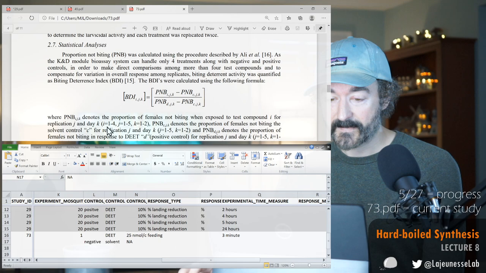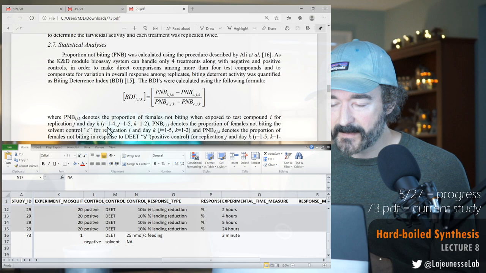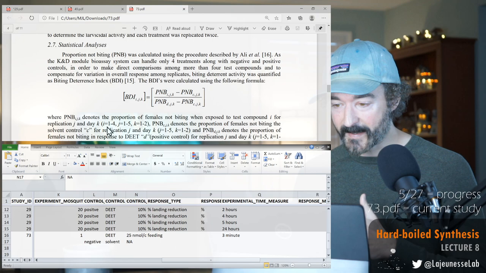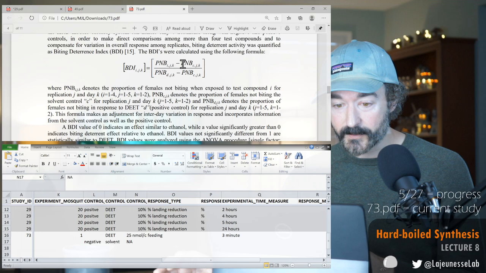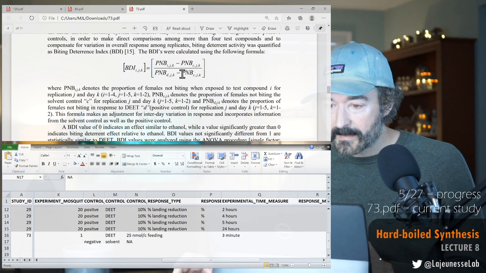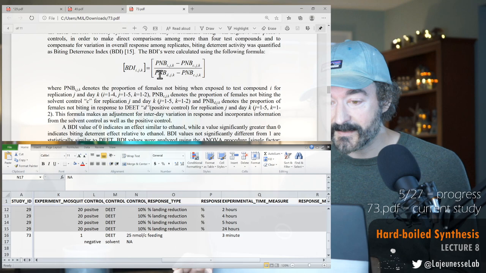BDIs were calculated with the following formula. Ugh. PNB denotes the proportion of females not biting when exposed to the test compound. PNBB denotes the proportion of females not biting the solvent control. PNBD denotes the proportion for DEET minus the control. Okay, let me wrap my head around this. So we have catnip minus solvent control divided by DEET minus solvent control. Whew.